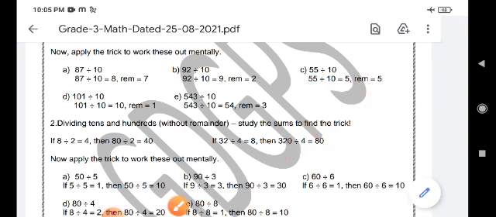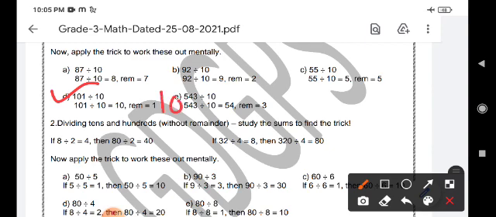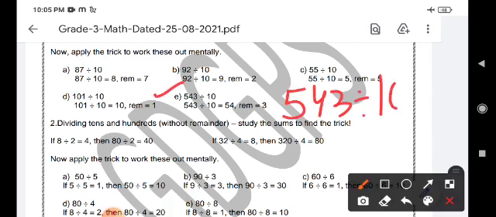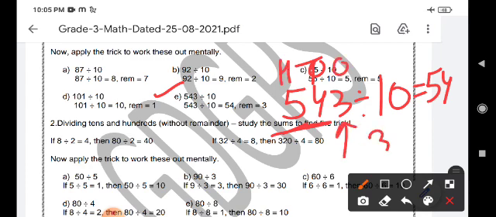Okay. So dear students, 101 divided by 10. 10 will be the quotient, first two numbers, then the last number, that is 1, is remainder. Now E part is 543 divided by 10 equals 54. That is the first two digits, tens digit and hundreds digit. Ones digit, that is 3, is the remainder.